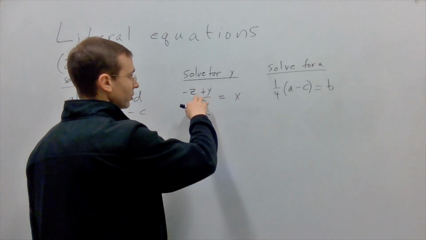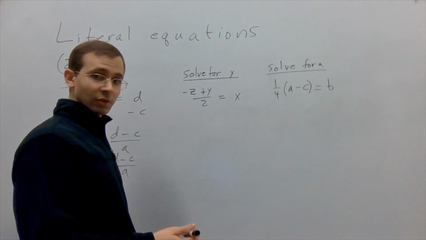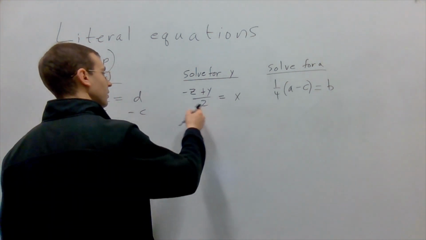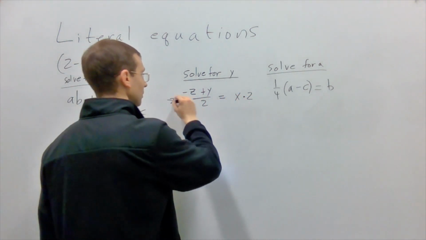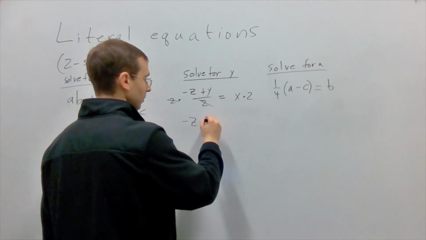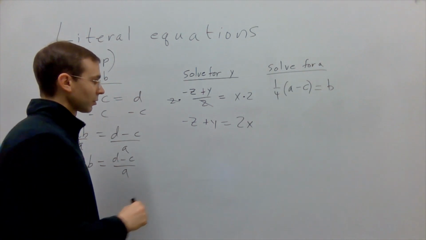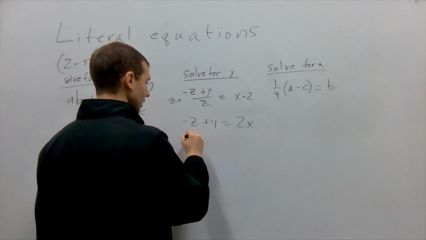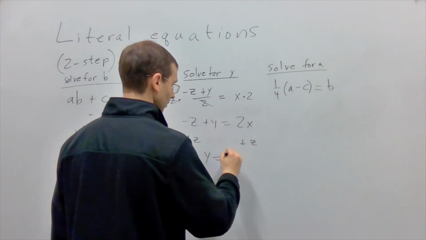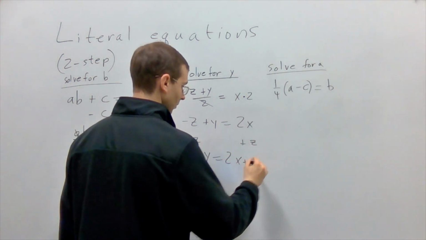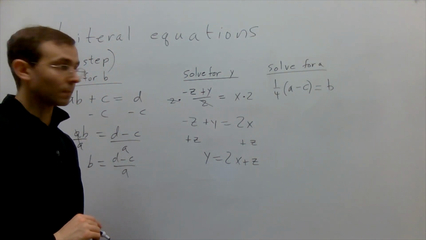Now this time the addition happened before the division. So I'm going to need to do that in reverse order. Let's get rid of that division by 2 by multiplying by 2 on both sides, like so. And then I'm going to add the z to both sides. And there's my solution. Y equals 2x plus z.